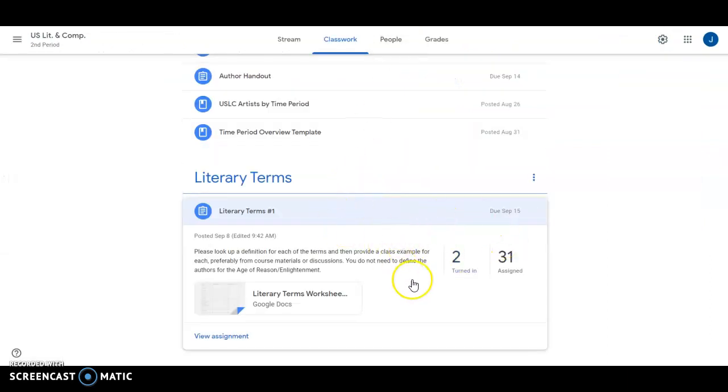And so if you guys can just complete this by Tuesday, that's when we'll take our first literary terms quiz, which should be pretty straightforward. Again, you do not need to define the authors for the Age of Reason or Enlightenment. There's no definition needed there. You probably do want to list the examples, which would be Equiano, Henry, and Paine.